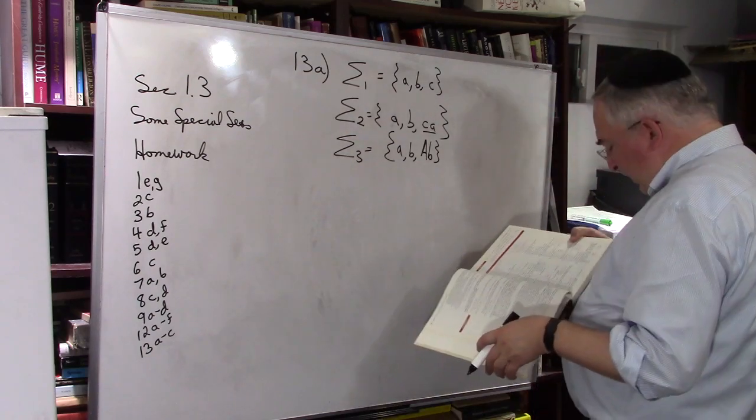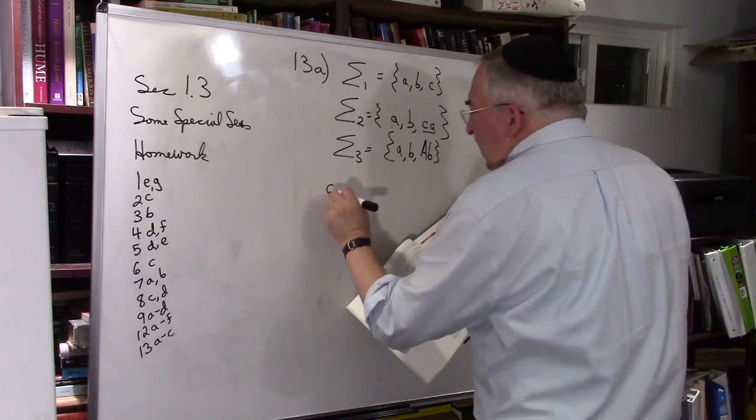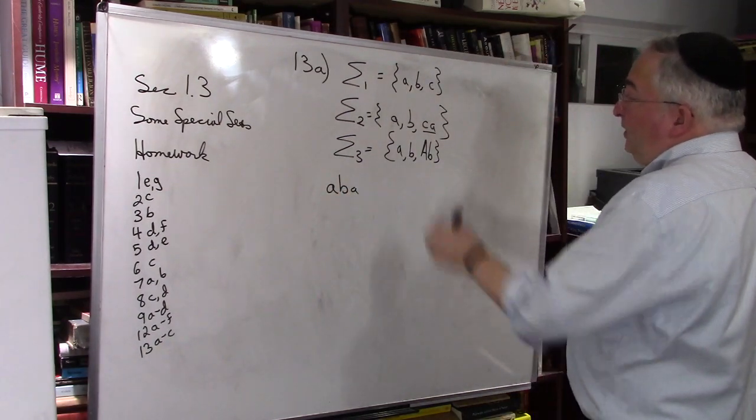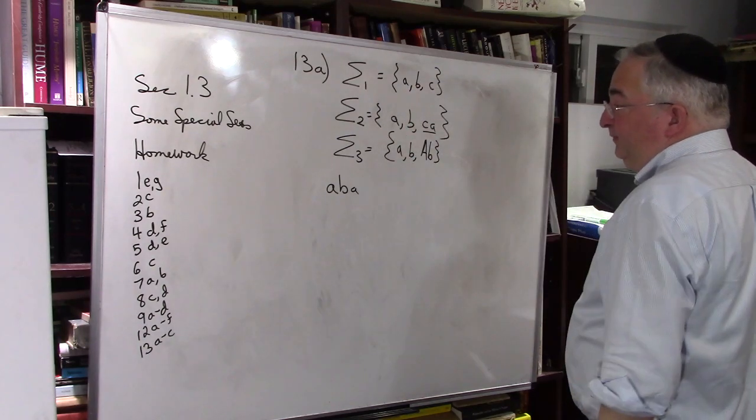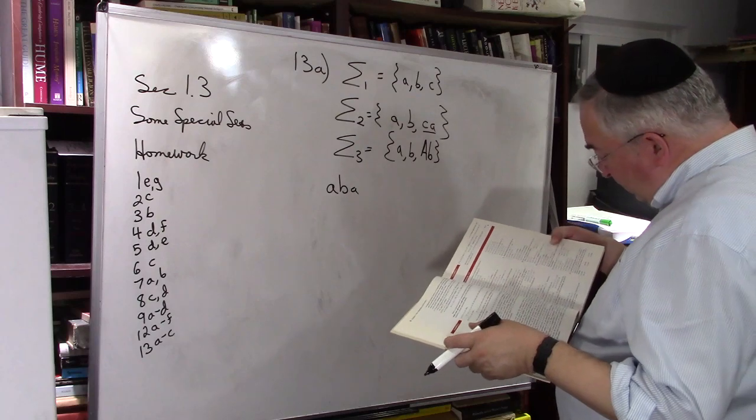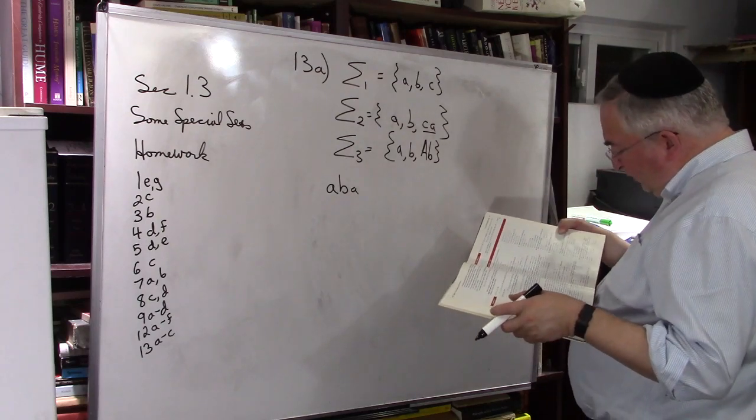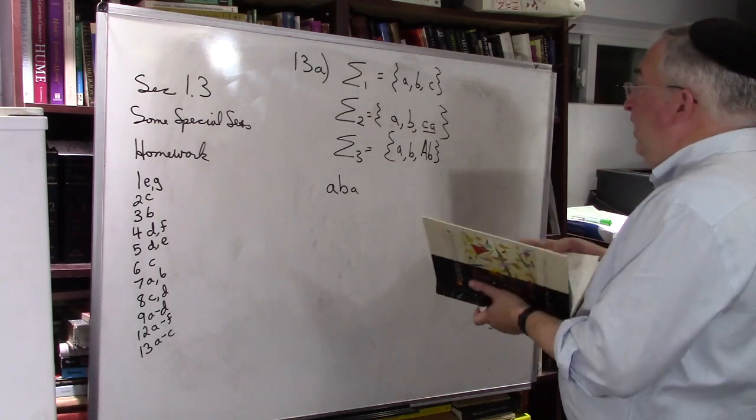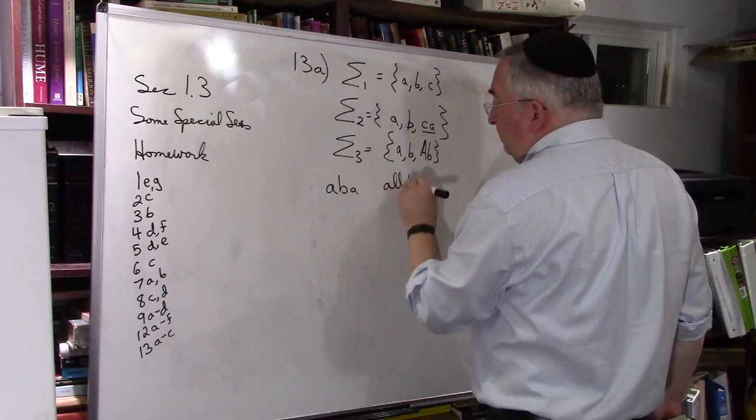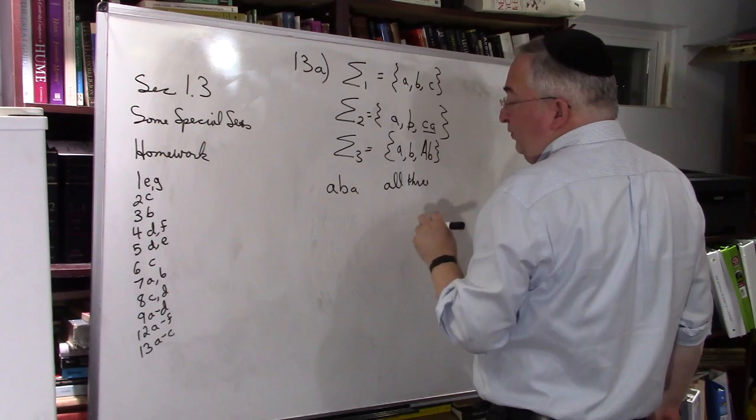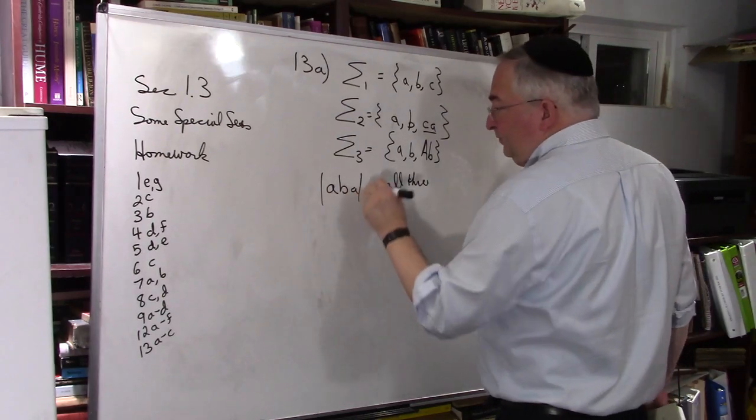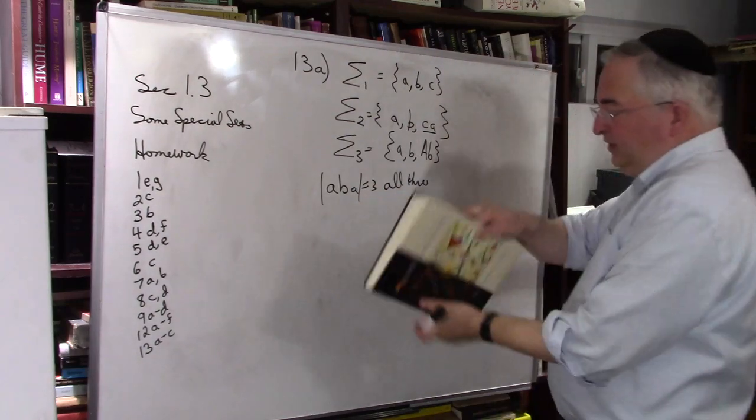Okay, A, B, A. It could be here, and it could be here. Let's read this again. Determine to which of the sigma it belongs to. And by the way, it could be here too. So all 3. And for all 3 of them, the length is 3. So that was an easy, that was a giveaway problem.